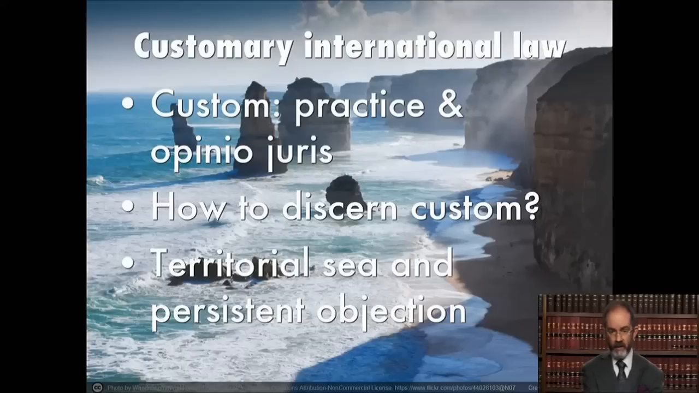If you can say, well, there's a customary rule, the territorial sea has a maximum width of X, then no state may declare a territorial sea in excess of that limit. But here's the thing, what if a state is a persistent objector to a rule of the law of the sea? So historically, the width of the territorial sea was said to be the width of a cannon shot.